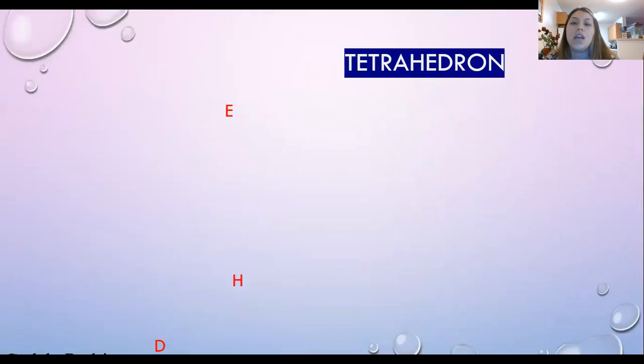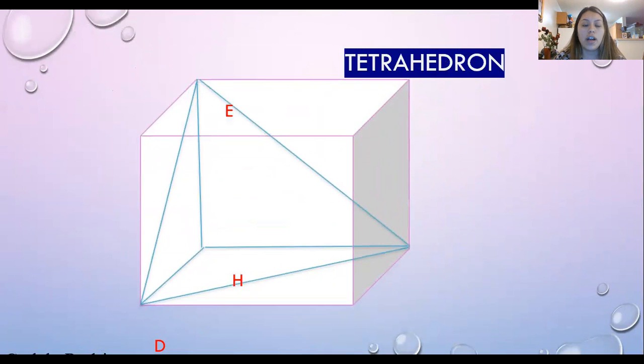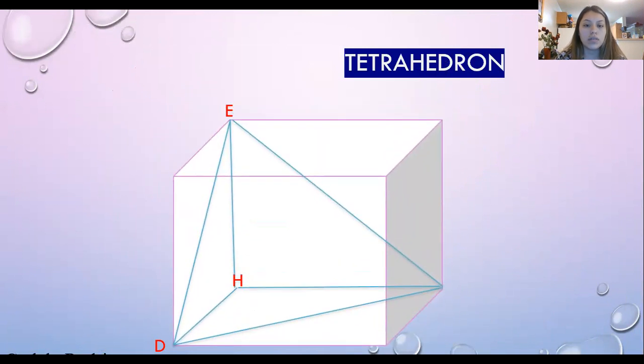Question number 4. Tetrahedron. What is a tetrahedron? A tetrahedron is a solid that has 4 equilateral triangles, and this is a tetrahedron inside a cube. We know that lines D, E, H, and G are in one solid color, which is a tetrahedron, and the purple shows the cube.